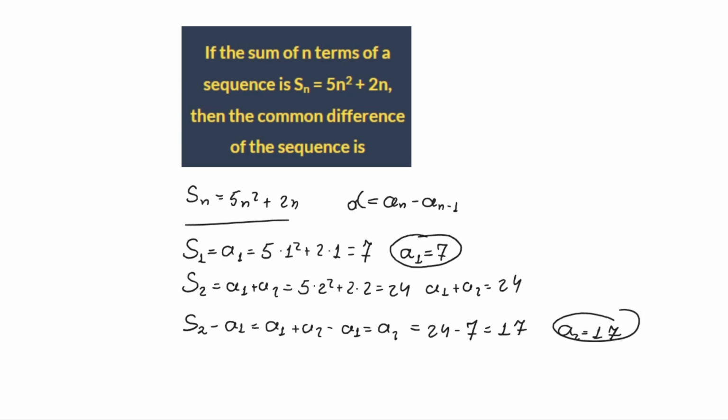Okay, let's bring the common difference formula back and put numbers into that equation. So, the common difference equals a2 minus a1, which is 17 minus 7, and it's 10.